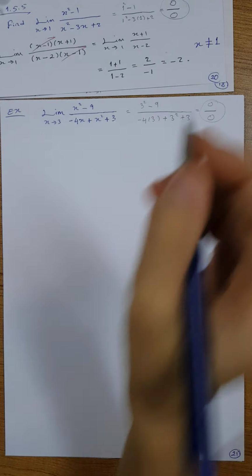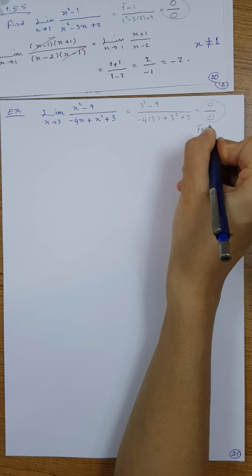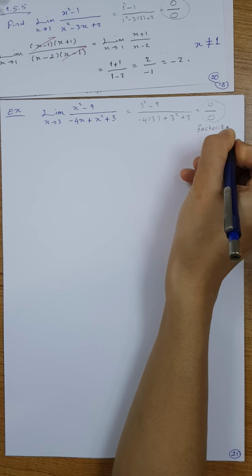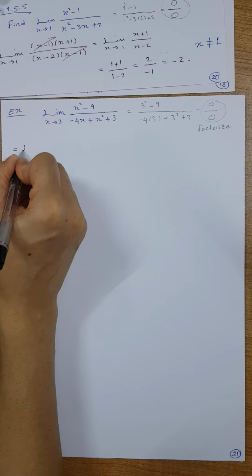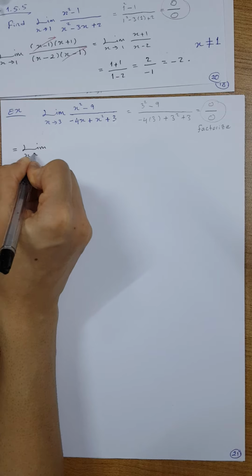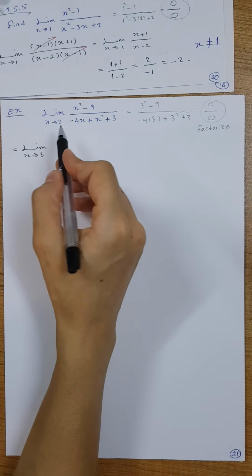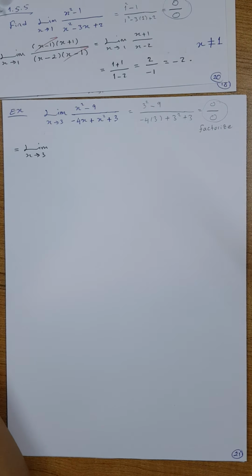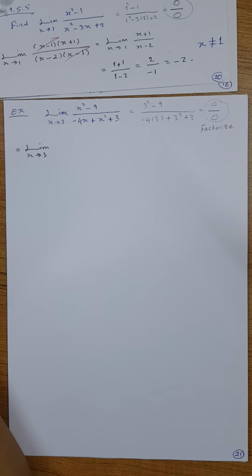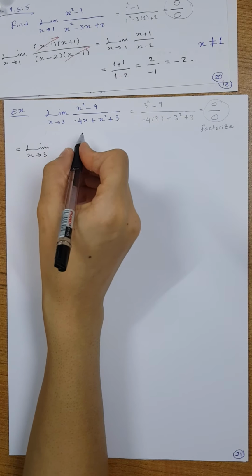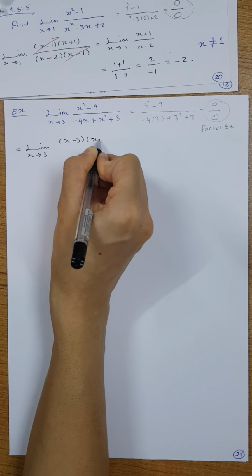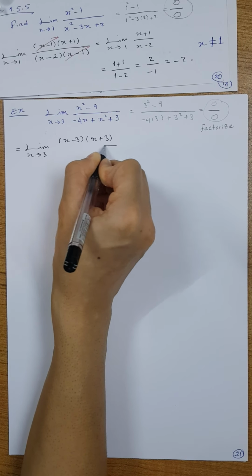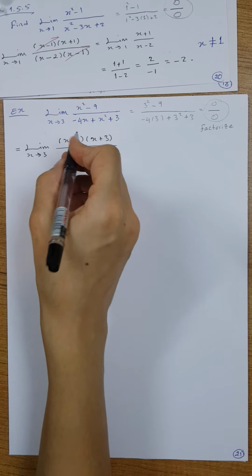Again, we said if you have 0 over 0, we can think of factorization. What does factorization do? We are factorizing both numerator and denominator to see if we can solve the limit. If we directly input the 3 into the function, we cannot get the result. So we are using the method of factorization to see if it can be solved. If we want to factorize the numerator, I can write this as (x minus 3)(x plus 3), okay?